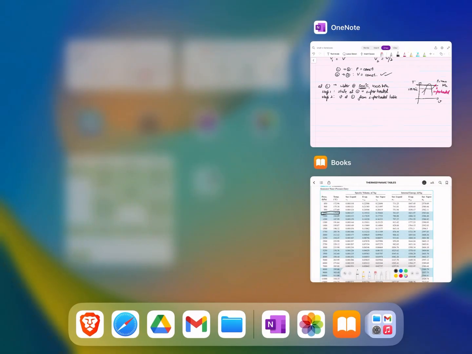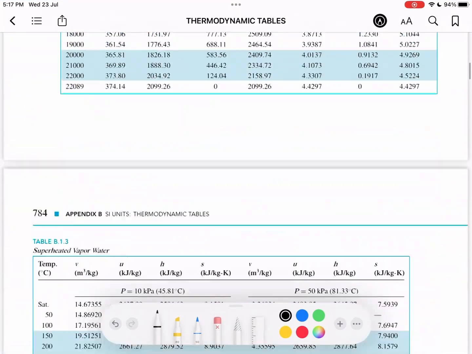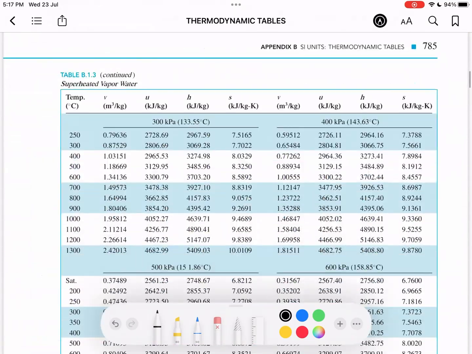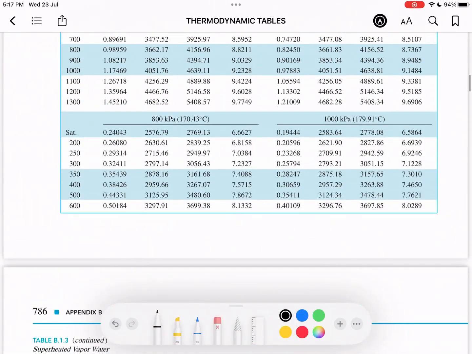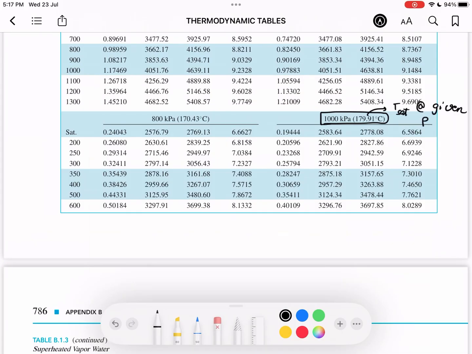Right. Let us go to the superheated tables next. Okay, 10, 50, keep going, 400, okay, 1000 kilopascals. If you see in the bracket of the heading in the superheated table, the T sat at that given pressure is given, right? As we saw, 179.91 is the saturation temperature at 1000 kilopascals. Just extra information. Always good to know.